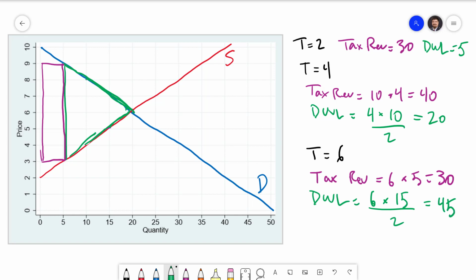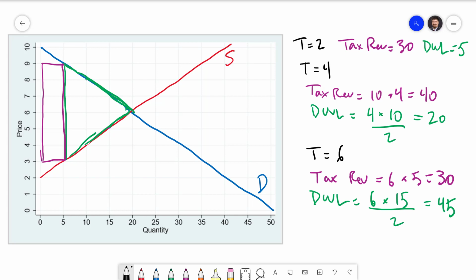45. What we notice about this is that the tax revenue is starting to come down, but the deadweight loss continues to increase. Now our tax is 3 times the original, but the deadweight loss is 9 times the original. Again, this is because we have tripled both the base and the height of the triangle.